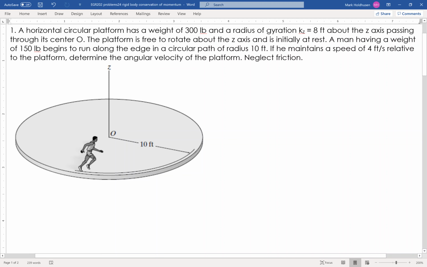Okay, so I've got a horizontal platform, weighs 300 pounds, radius of gyration of 8 feet. This thing is rotating around the z-axis through the center, begins at rest when a man of 150 pounds starts to run at the edge there, 10 feet away. If he's running at 4 feet per second relative to the platform, what's the angular velocity of the platform?